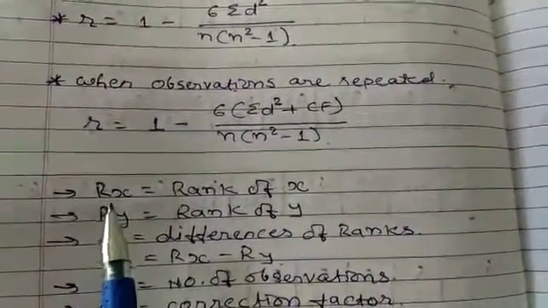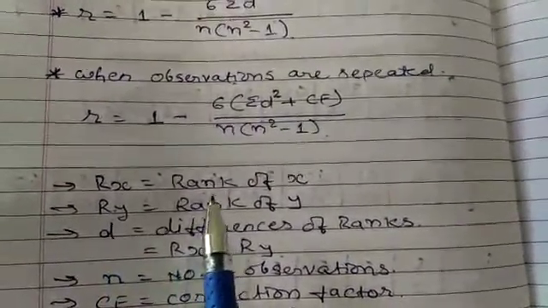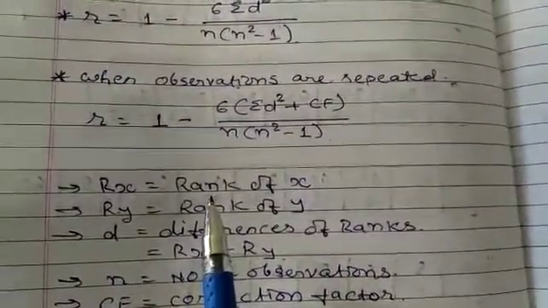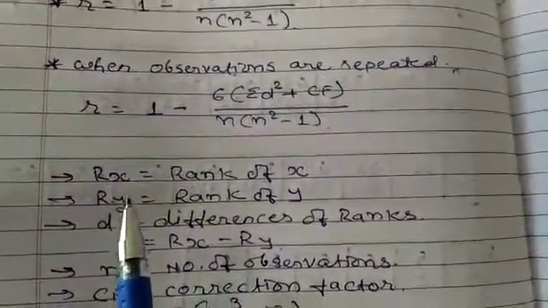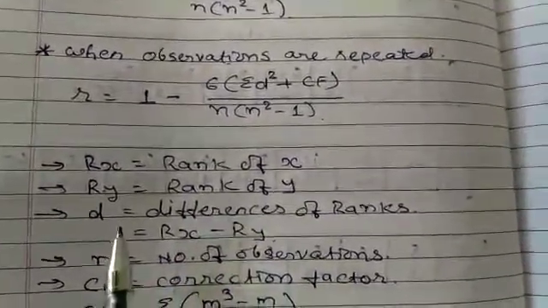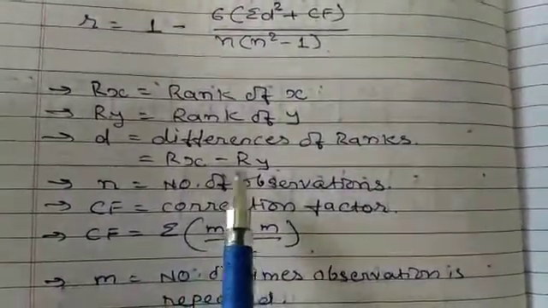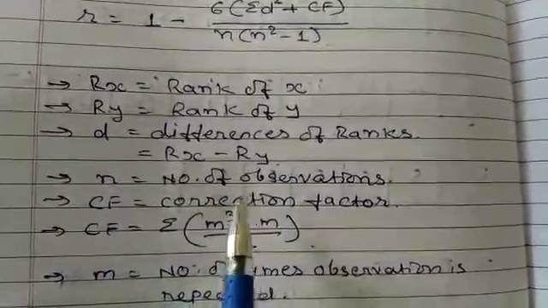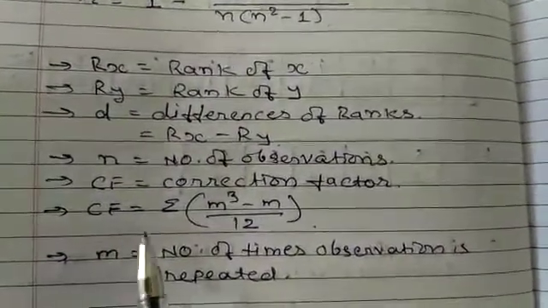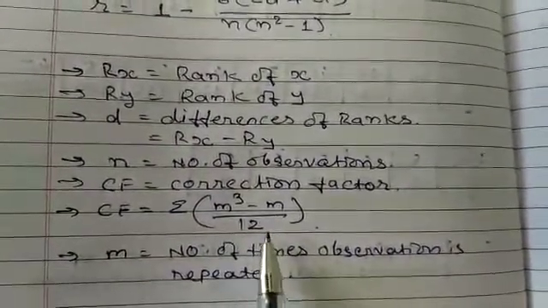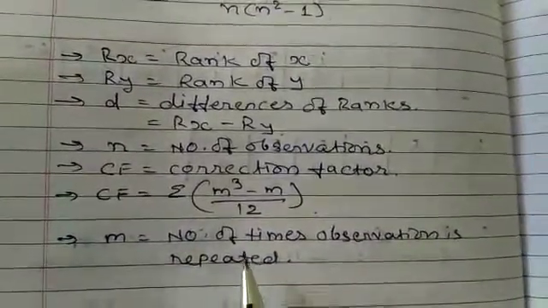Now, how to prepare the calculations? Rx, that is rank of x. Whenever the values of x are given, they will be ranked, and that is called Rx. Ry is rank of y. D means difference of ranks, that is Rx minus Ry. N is the number of observations. CF is the correction factor, and the formula of CF is sigma m cube minus m upon 12, where m is the number of times observations are repeated.